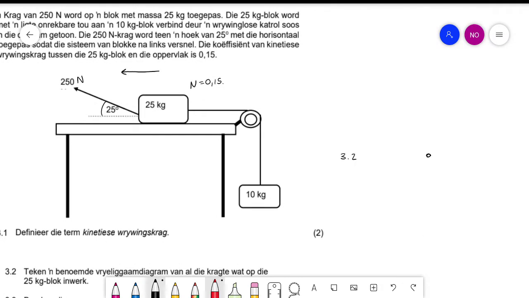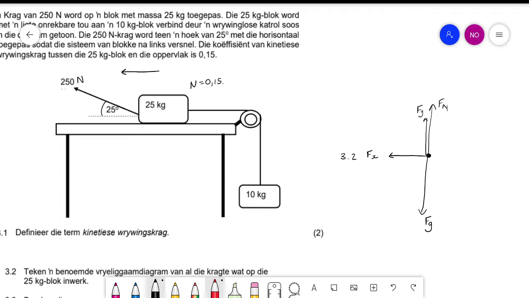So I'm focusing on the 25 kg block. Gravitational force, Fg. Next, it's lying on a surface, so it has to have a normal force. Okay. Then we have this F applied, which I'm going to have to divide up into Fx and Fy.